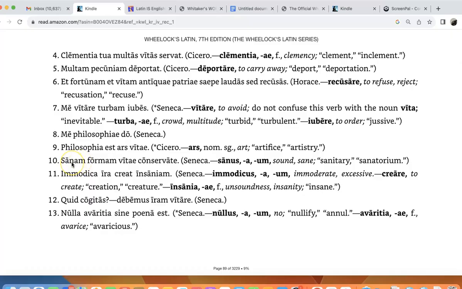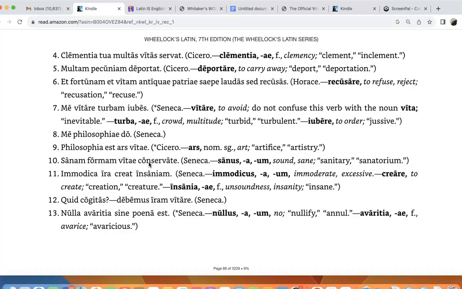We're moving along here. You still keeping your sanity? I hope so, because it'll help you understand this one. So sanam formam vitae conservate. Now, let's start with the end here. This is the imperative, which we had in the last time. And so if it ends in te, it's second person plural. And it means to conserve. It can also mean to protect. In other words, keep safe.